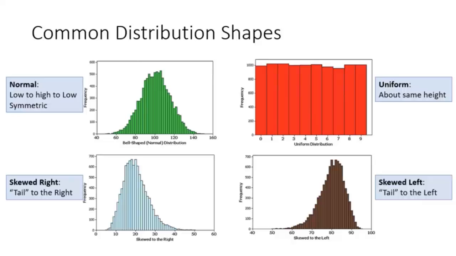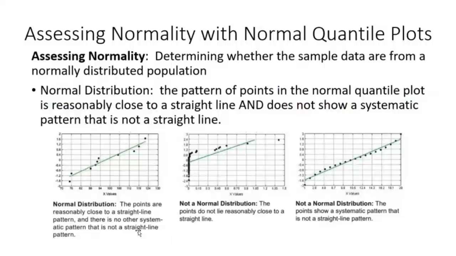Okay? We have one other concept in this lesson, and then that will finish us up. That has to do with assessing normality with normal quantile plots. First, good news: you're not going to need to make a normal quantile plot in this homework. What you need to be able to do is look at one and determine if it shows normality. The way you do that is not very difficult.